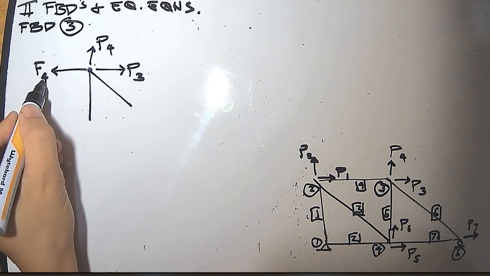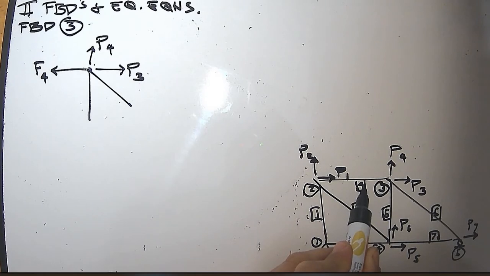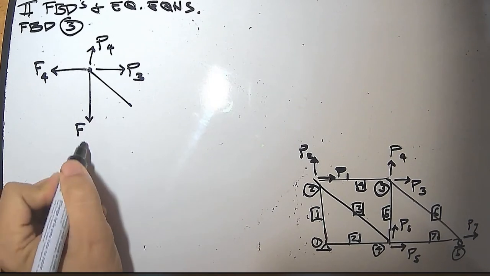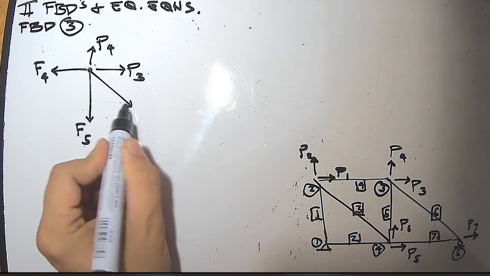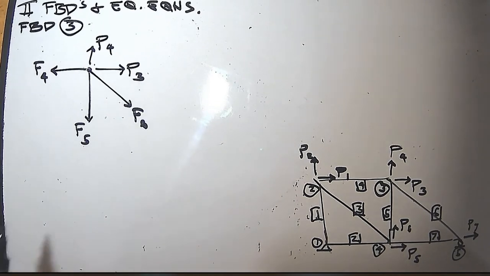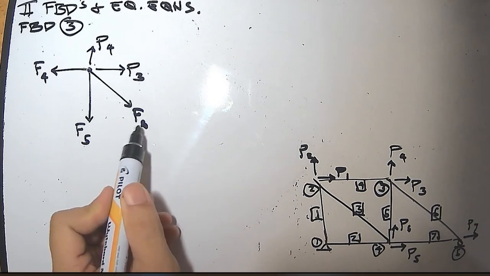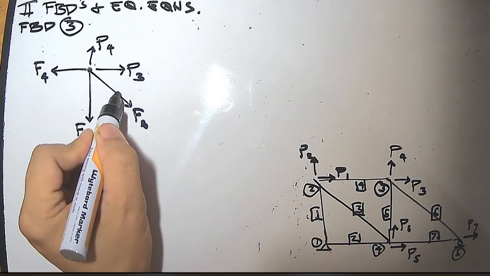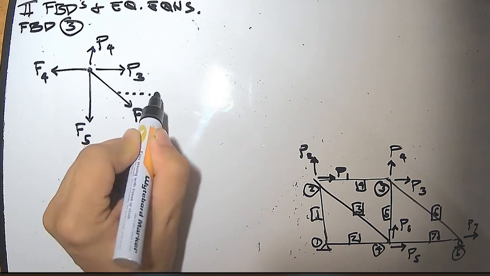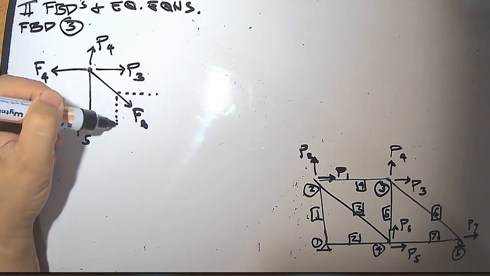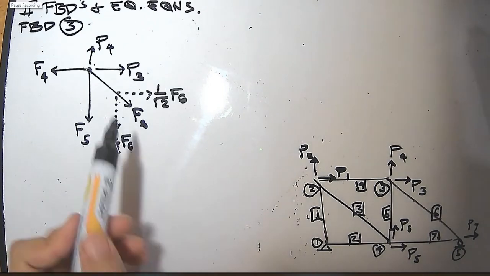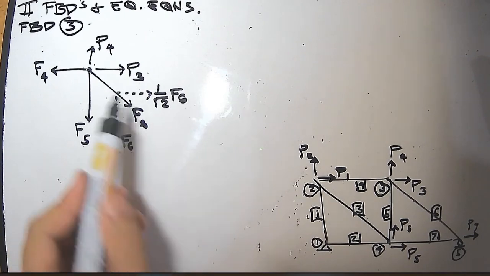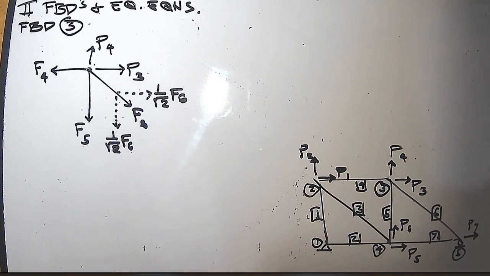Take note na yung subscript 4 pertains to the member number. So this becomes now F5. And then this is F6. But take note na si F6 is resultant force. So, i-convert natin siya sa kanyang components. The vertical component is 1 all over square root of 2 times F6. The horizontal is 1 all over square root of 2 F6.